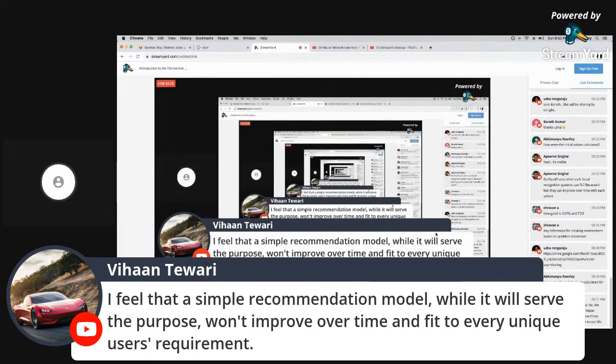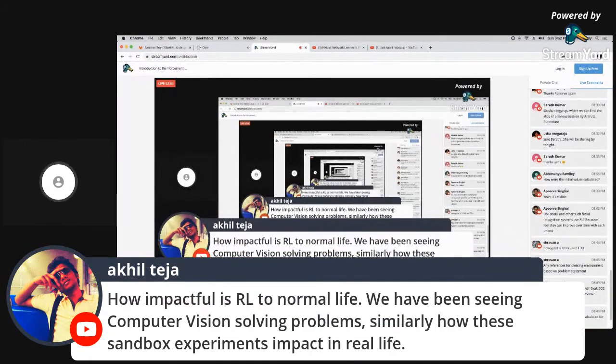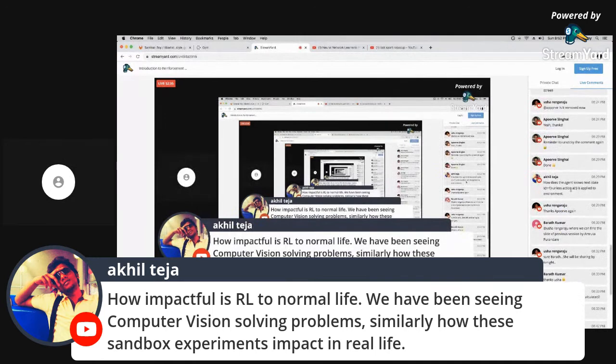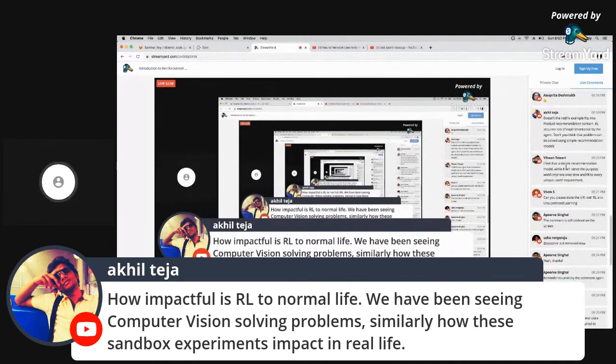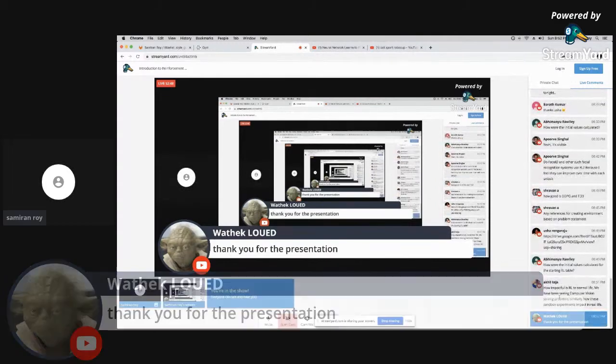Okay, back to this. Vihan is saying that a simple recommendation model would serve the purpose and won't improve every time. Okay, yeah, this was not a question, it was a comment.